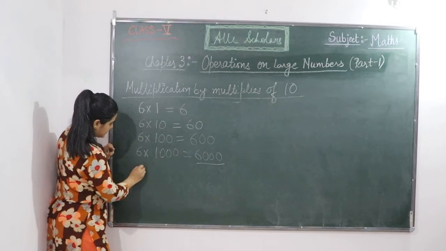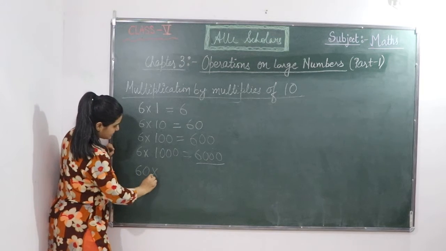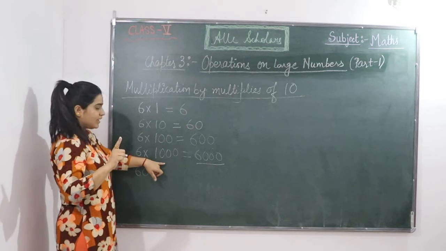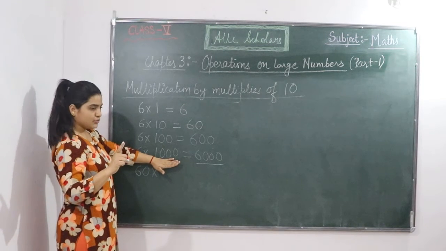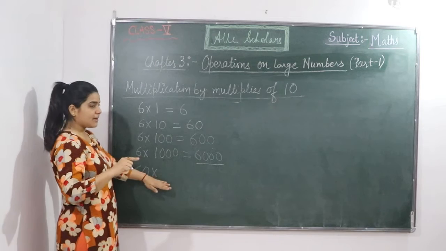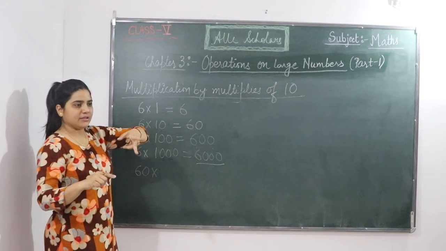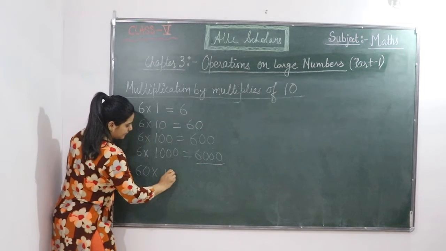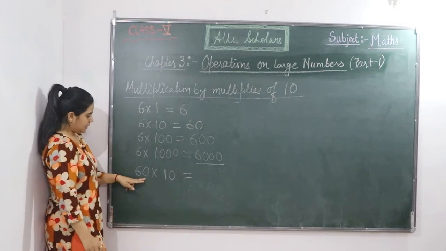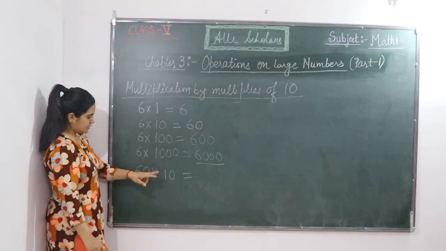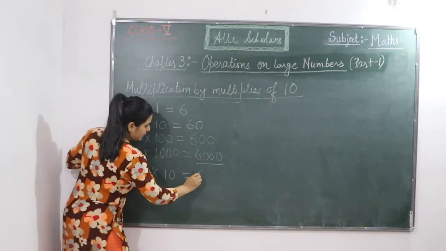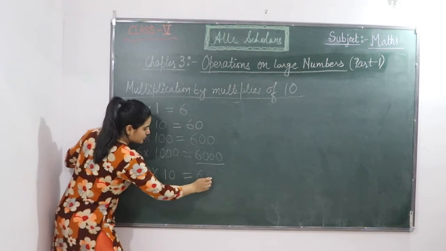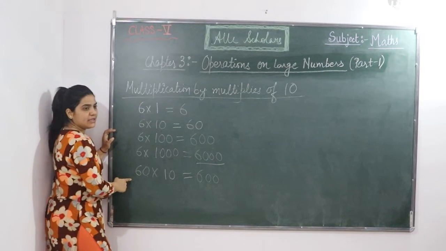Like this, let's take another example. You have to multiply 60. As I told you, one factor can be a multiple of 10. So here one factor is 7. Now let's see an example where both the factors are multiples of 10. Okay? So 60 into 10. Here a multiple of 10, here also. How many zeros here? 1. And how many zeros here? 1. 2 zeros. So again the answer will be 600.